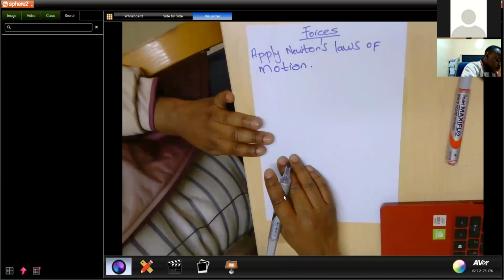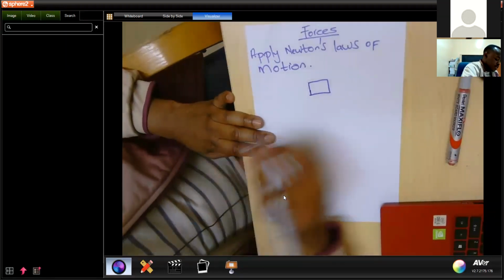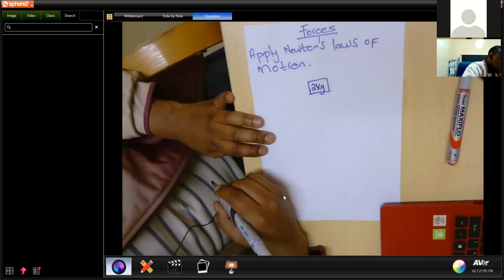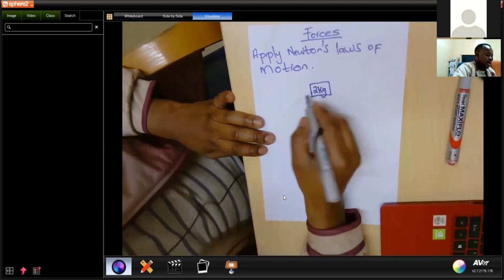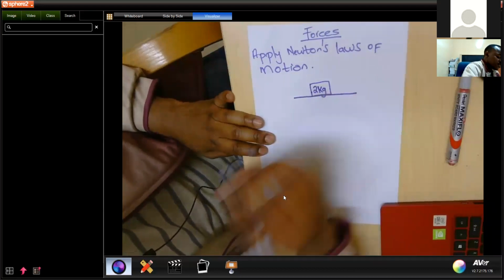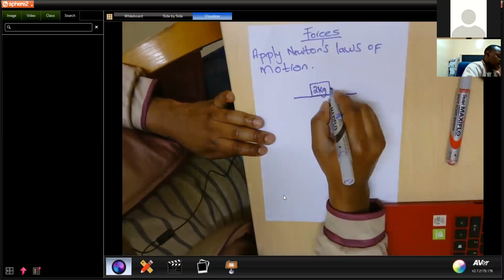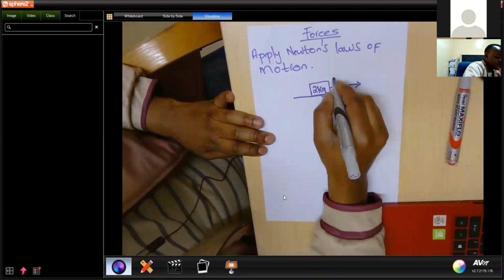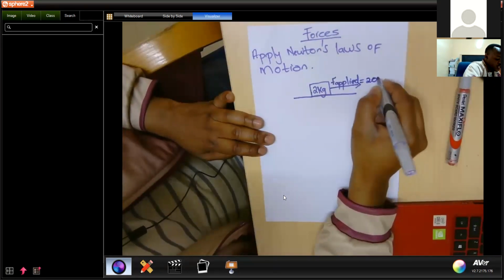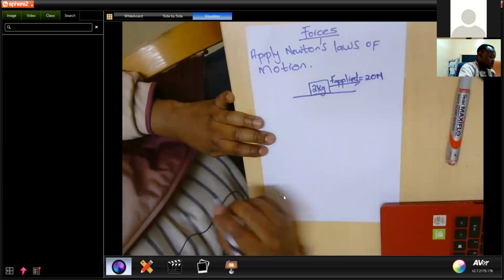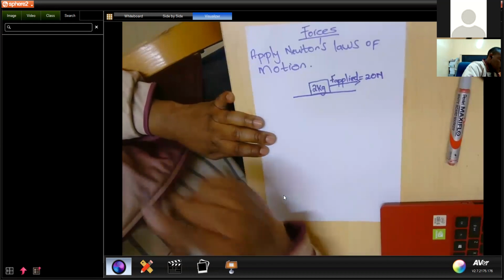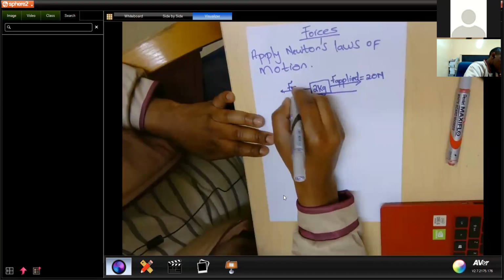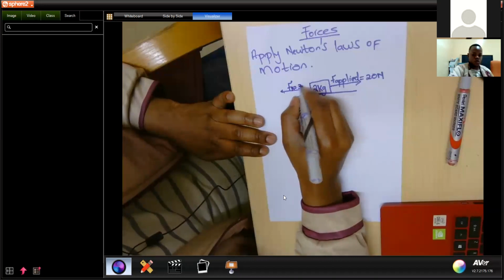Now, let us say we have an object, and our object has a mass of 2 kilograms, and that object is on the ground. And then a man comes and pushes this box, and the man applies a force of 20 newtons, which goes to the right. And then the object experiences a frictional force of 3 newtons.